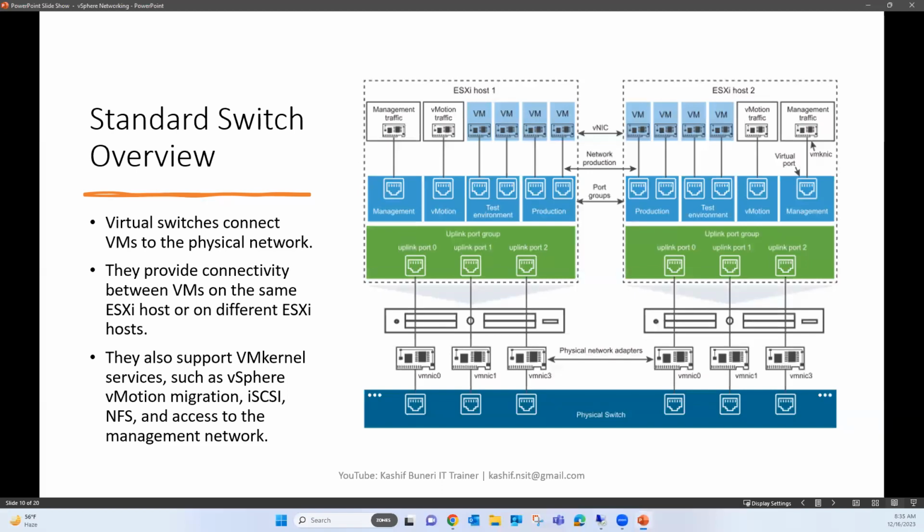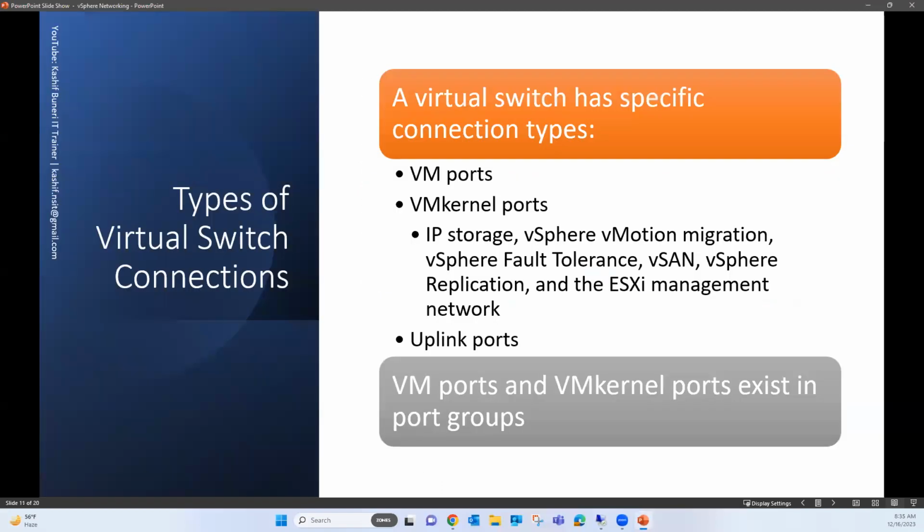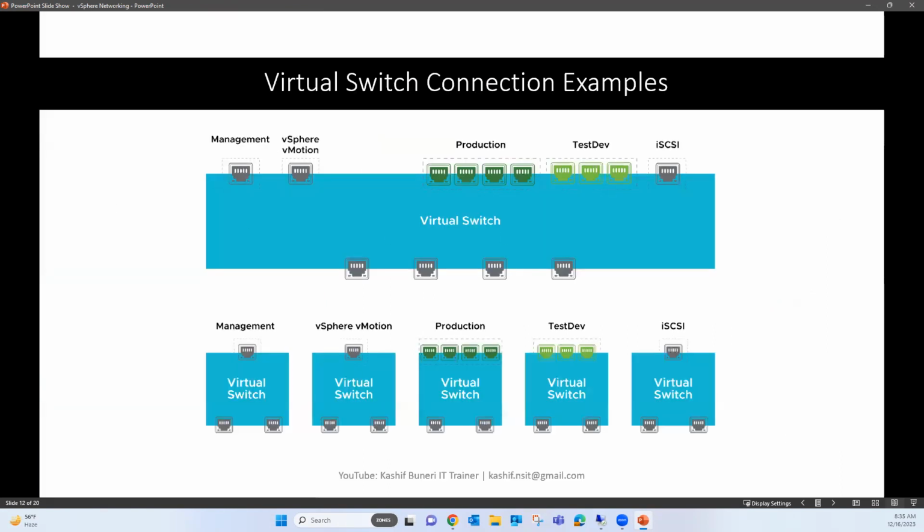Okay. Types of virtual switch connections. A virtual switch has specific connection types: VM ports, VM kernel ports, right, and uplink ports. And let's explain it here. In this diagram, we can see multiple scenarios.